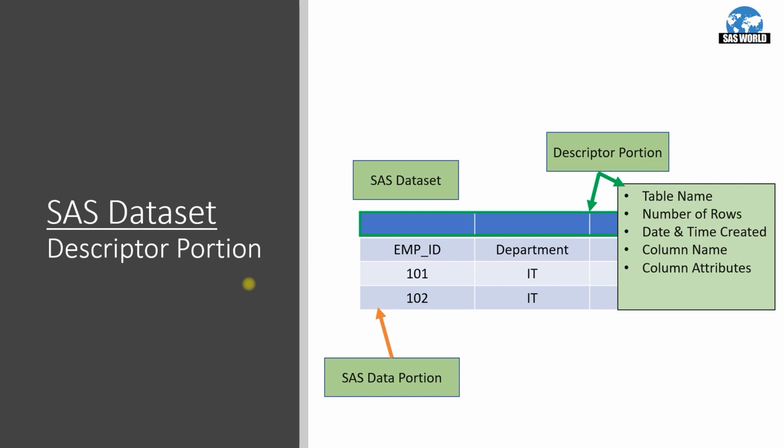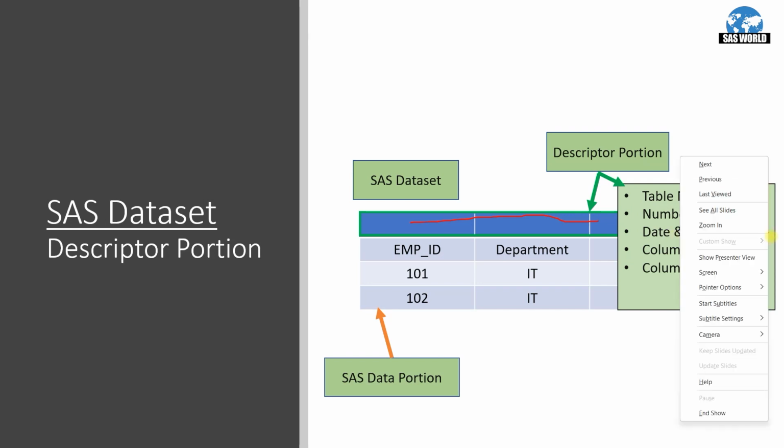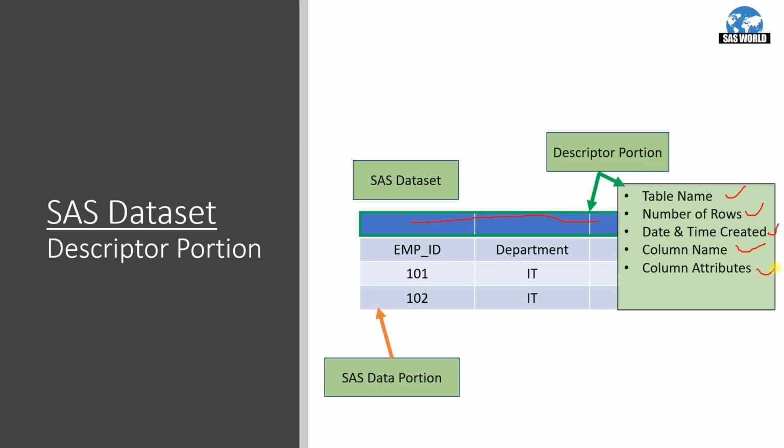Okay, we will understand the descriptor portion now. A SAS dataset contains two portions and one of these is the descriptor portion. So in the descriptor portion, what is stored? The descriptor portion stores metadata, meaning information about the data that is in the table. If you see, it will tell you the table name, number of observations or rows, records, date and time created, column names, and column attributes, meaning the size of the column, what format is applied, and whether the column is sorted or not. So this information will be stored in the descriptor portion. Information about your data, data about data, is called metadata.